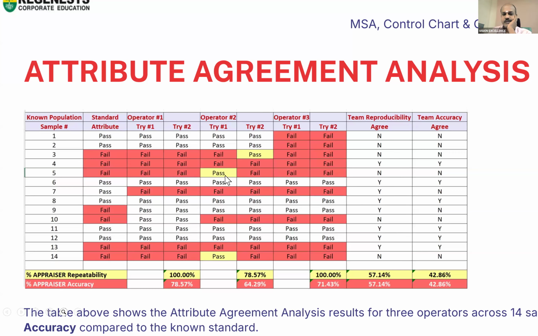So operator repeatability is important to achieve accuracy. And moreover, operator 2 is also involved, operator 3 is also involved. Look at the third sample. Part is fail. Operator 1 classified it correctly, accurately, and is repeatable. But operator 2, is he repeatable? Not repeatable. As a result, he is not accurate. His accuracy is also compromised.